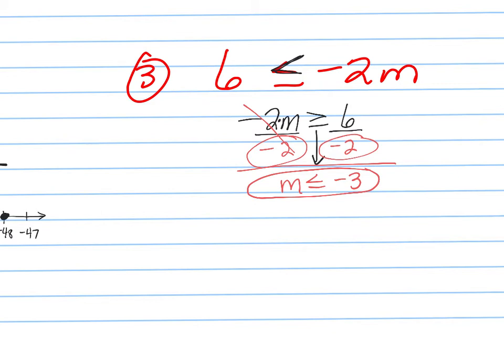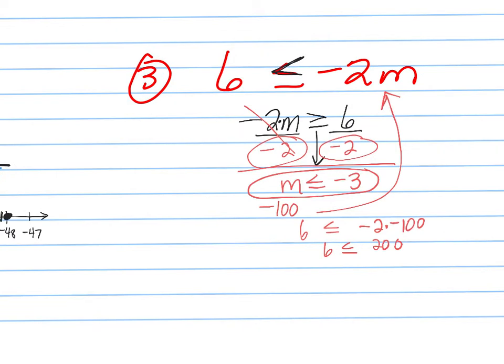Give me a number way far away from that that's less than or equal to negative 3. Can I use negative 100? Is negative 100 less than or equal to negative 3? Yep. So I'm going to check it up there. Negative 2 times negative 100, what do I get? 200. Is this true? Is 6 less than or equal to 200? Yep. So we know it's right.